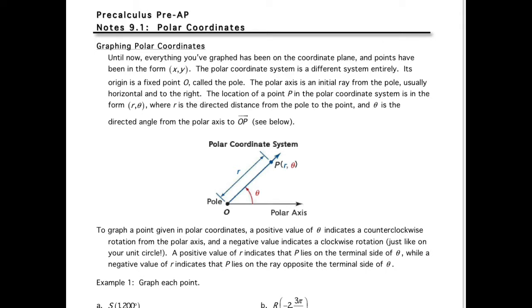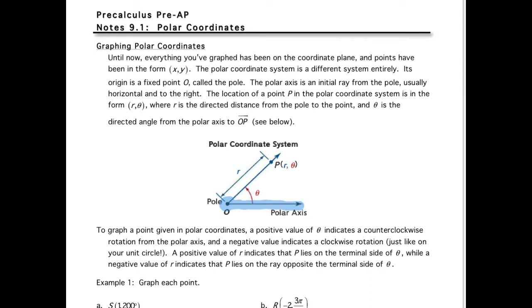the polar coordinate system. So the polar coordinate system is going to feel familiar to you because it shares a lot of characteristics with the unit circle. So it's not totally unfamiliar, but it does have some differences. Its origin is a fixed point, O, called the pole. You can see it right down here. And then there's only one axis. It's the polar axis. It's a ray that emanates out from that pole in the positive horizontal direction typically.